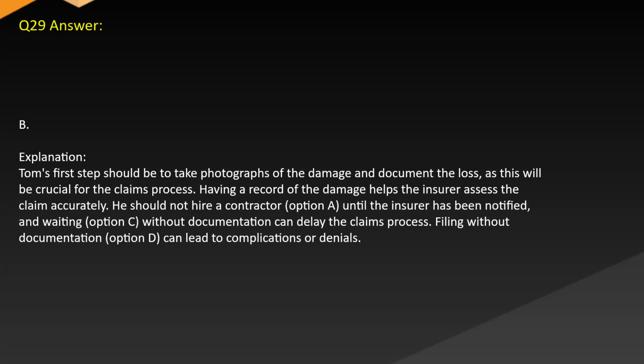Answer B. Explanation. Tom's first step should be to take photographs of the damage and document the loss, as this will be crucial for the claims process. Having a record of the damage helps the insurer assess the claim accurately. He should not hire a contractor, option A, until the insurer has been notified, and waiting, option C, without documentation can delay the claims process. Filing without documentation, option D, can lead to complications or denials.